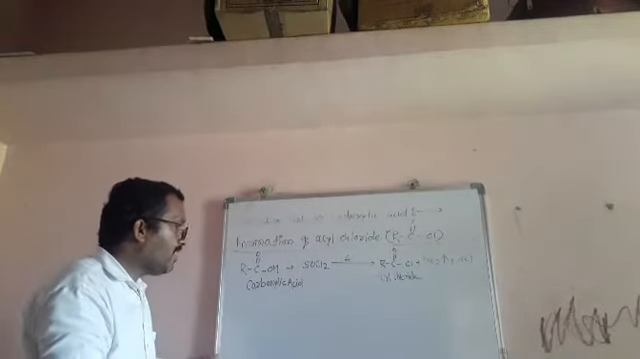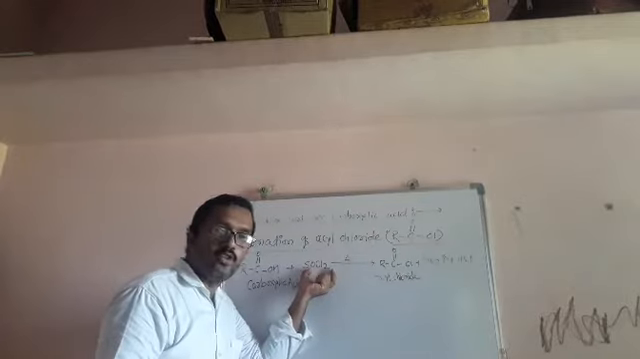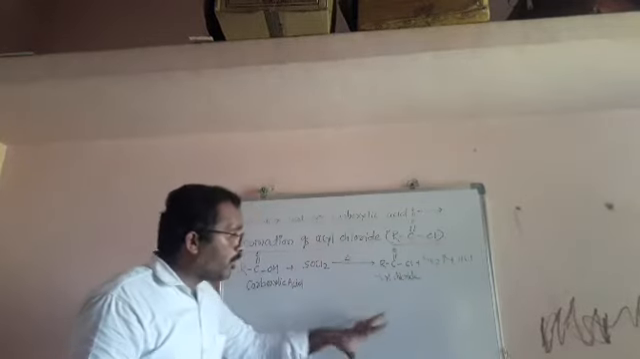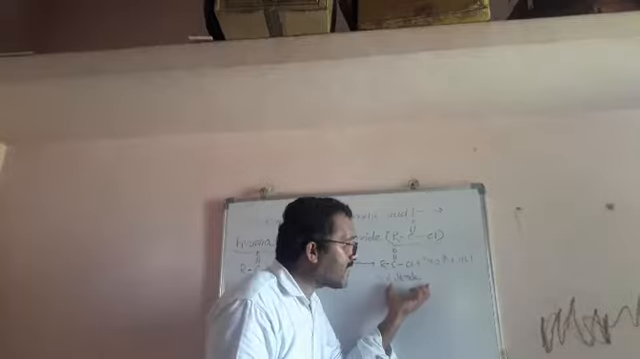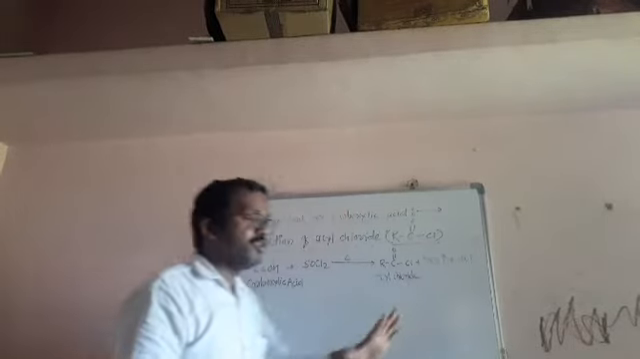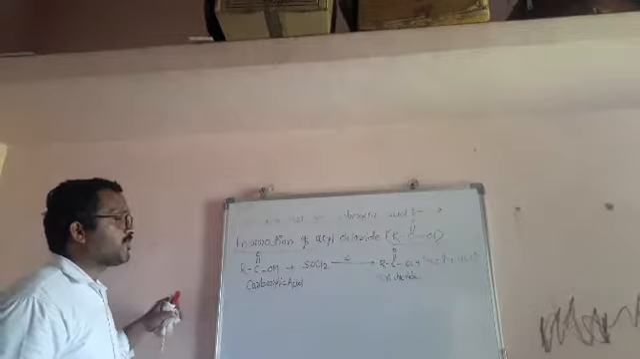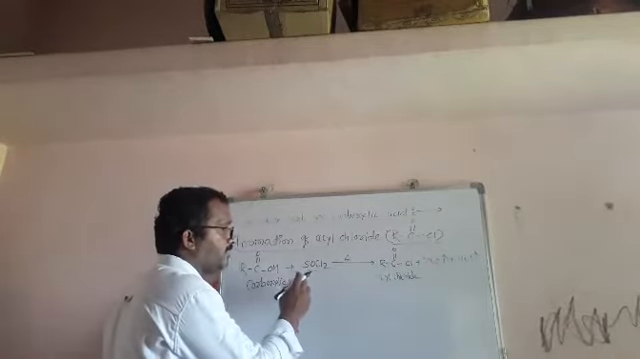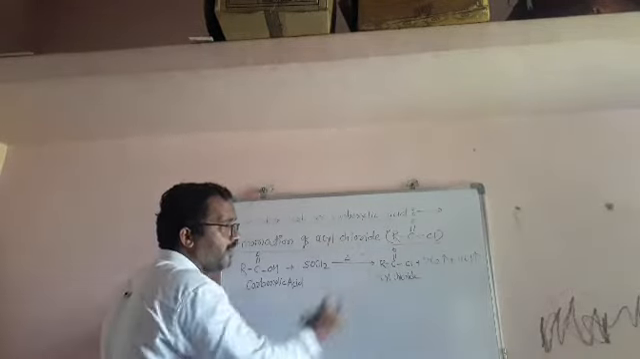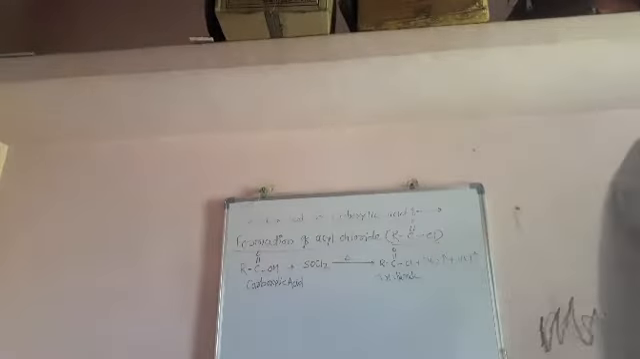Where a carboxylic acid is heated with thionyl chloride to give the corresponding acyl chloride along with sulfur dioxide gas and hydrogen chloride gas, HCl, which is also a gas. This is the reaction of thionyl chloride with the carboxylic acid to give what? That is the acyl chloride.